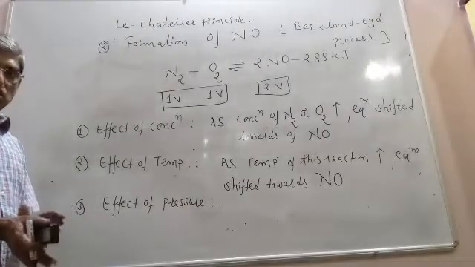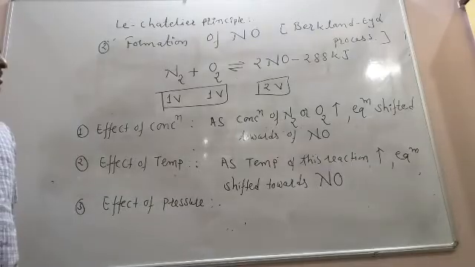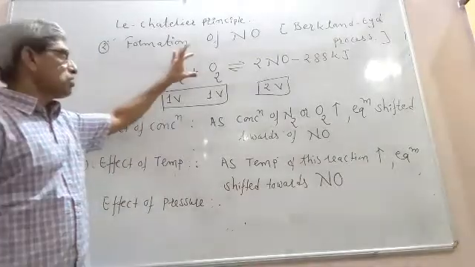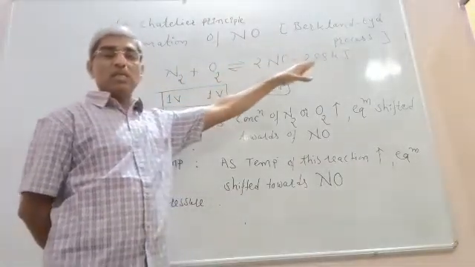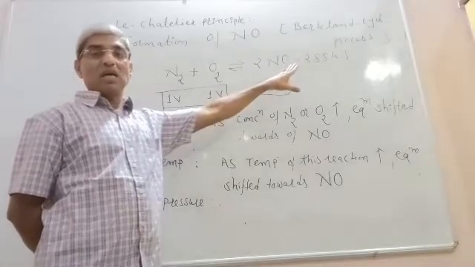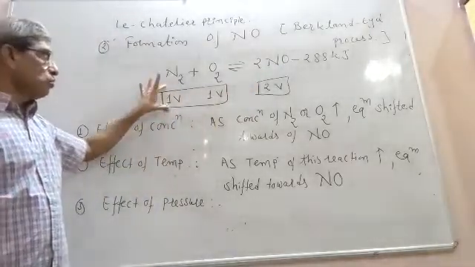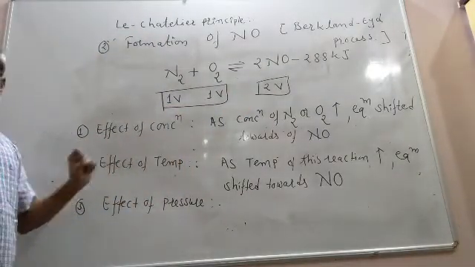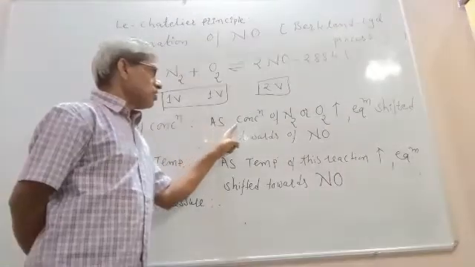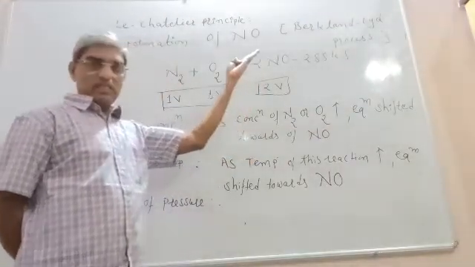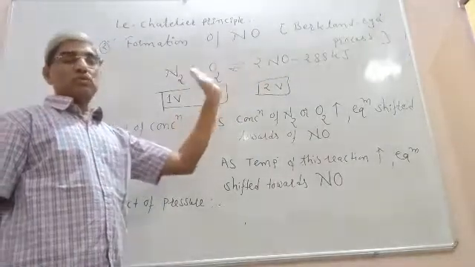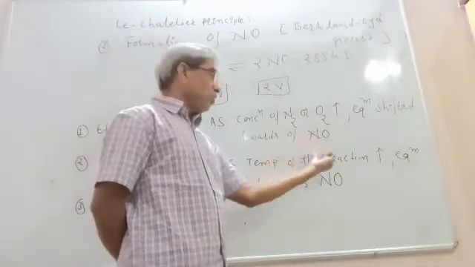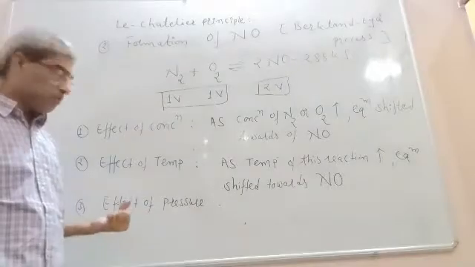I will repeat the same in short now. Second application, formation of NO, that is Birkeland-Eyde process. And for that we considered N2 plus O2 gives twice NO minus 288 kilojoule. Minus means endothermic reaction. Total 2 volumes get converted into 2 volumes. First factor, effect of concentration. As the concentration of N2 or O2 increases, then equilibrium shifts towards product side, means towards NO, and more amount of NO is obtained.